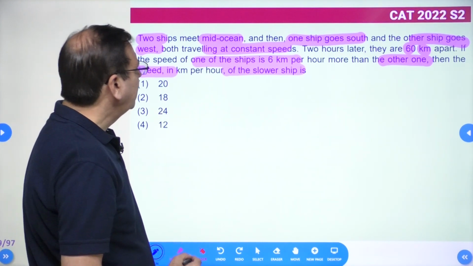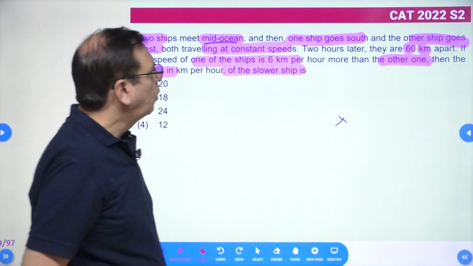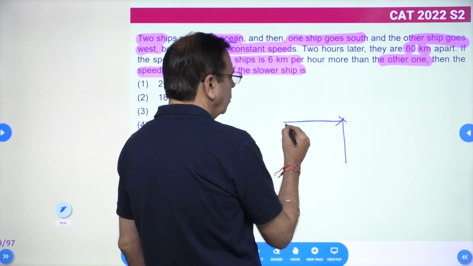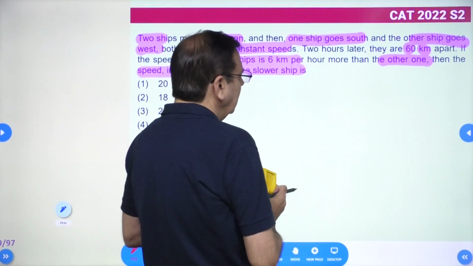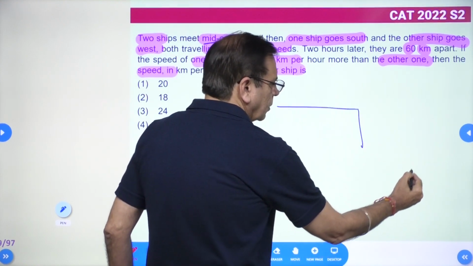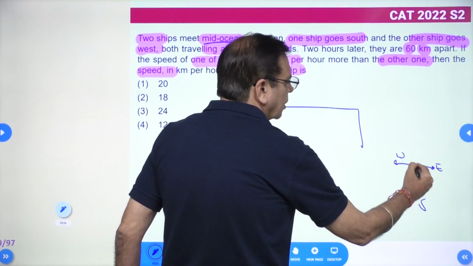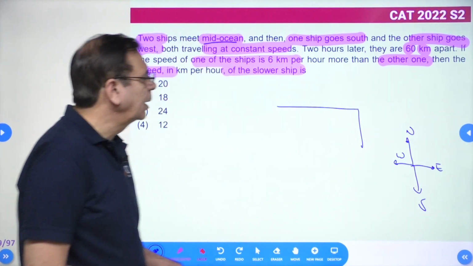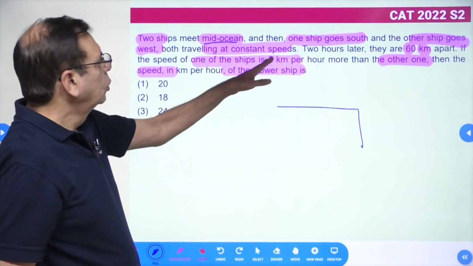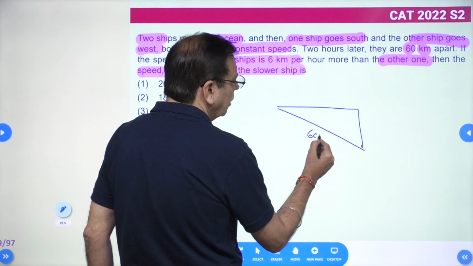ठीक है. So let's draw the figure. Two ships meet midpoint in the mid ocean. कहीं पे मिल गए. चलो यहाँ पे मिल गए. One ship goes south, the other goes west. थोड़ा अच्छा सा figure बना लेते हैं. So this is south and this is obviously west. This is east, this is north. Not that it will be required, I'm sure everyone knows, but nevertheless, लिख लिया एक बार तुम्हारे reference के लिए. 2 hours later, they are 60 kilometers apart. So after 2 hours, this distance has to be 60.